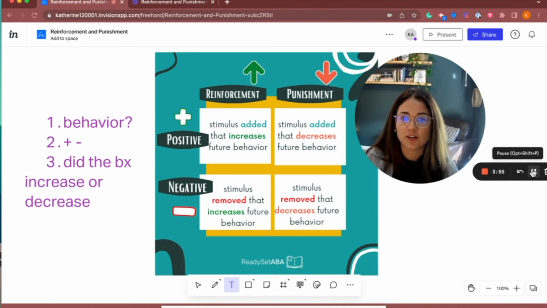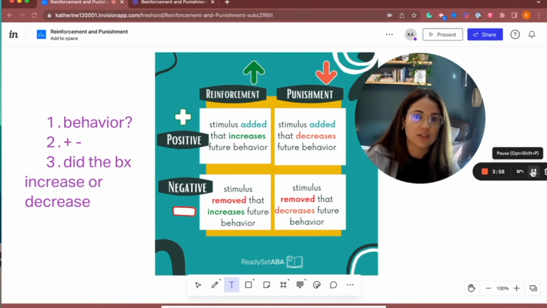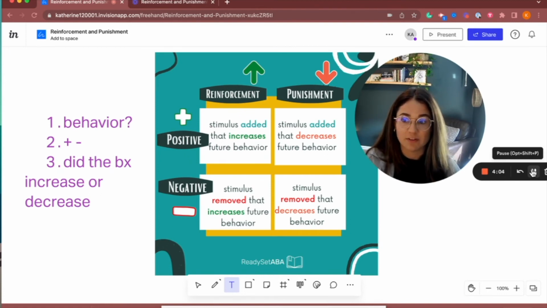So with positive reinforcement, simply like catching kids being good with social praise or finding out what is motivating for individuals and adding those to the environment for those appropriate behaviors or preferred behaviors.